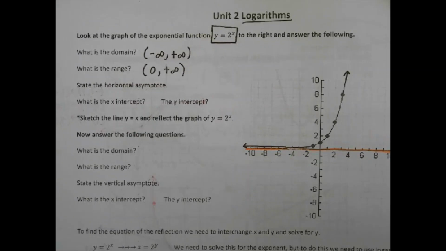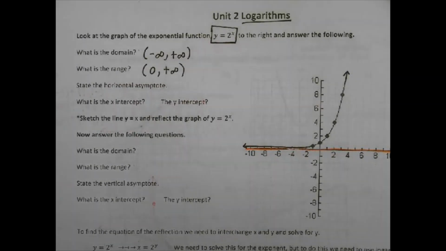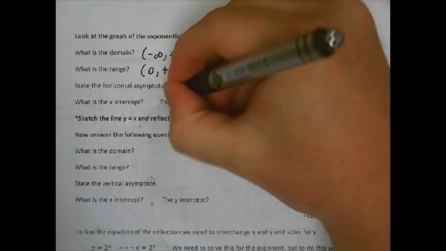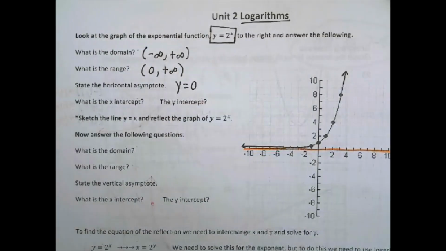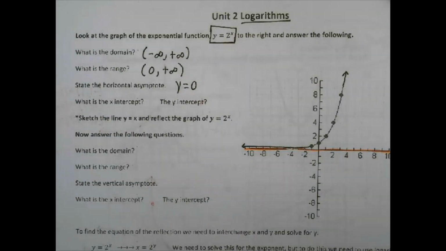State the horizontal asymptote. Since what I just highlighted in orange is horizontal, the horizontal asymptote is y equals 0. It defaults at 0. There are no transformations here. There is no left, right, up, or down.